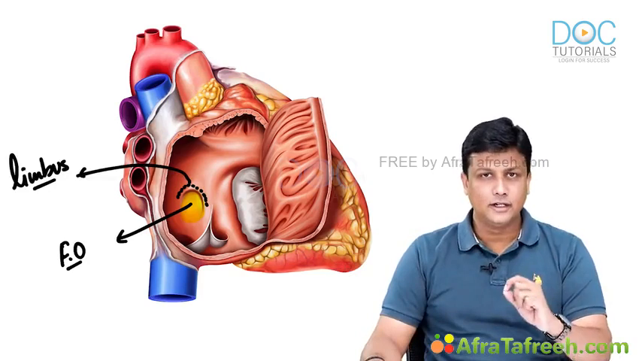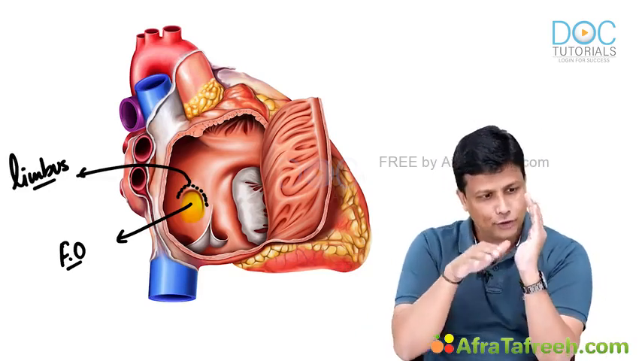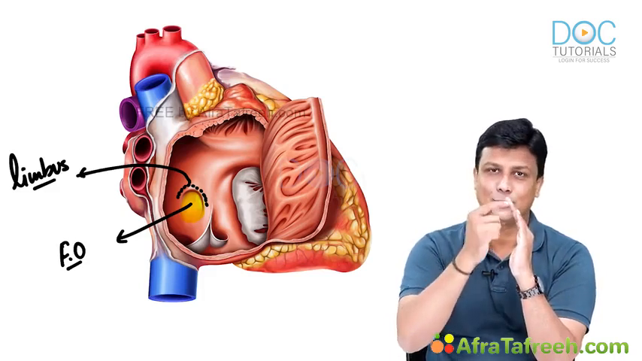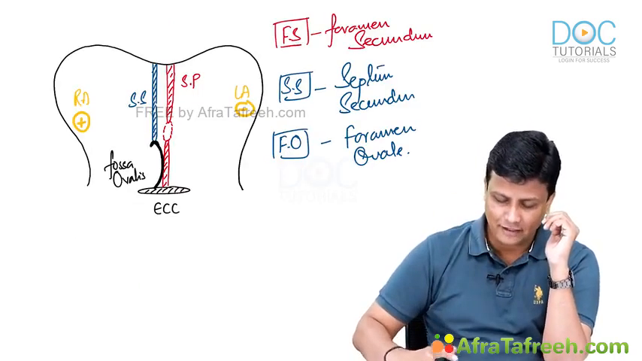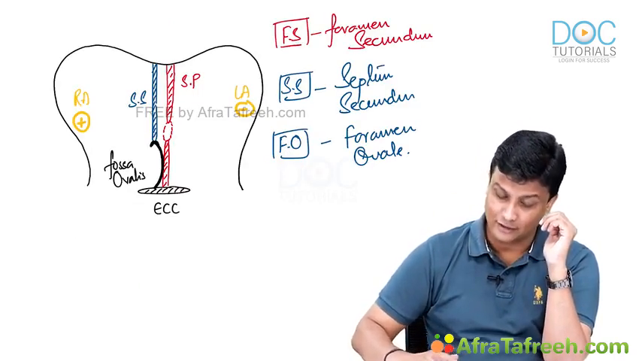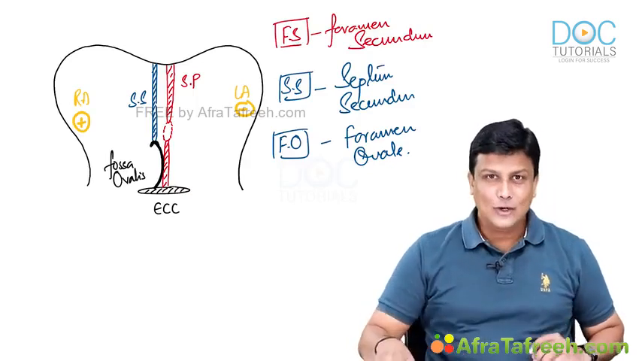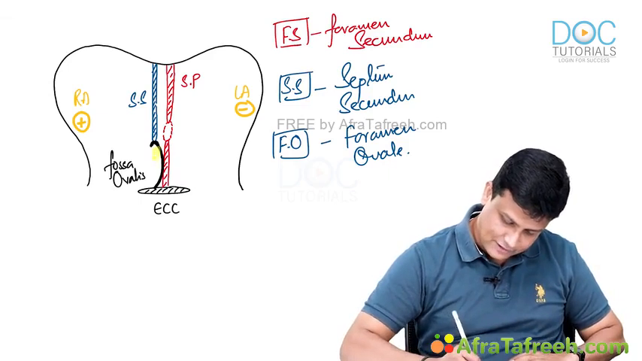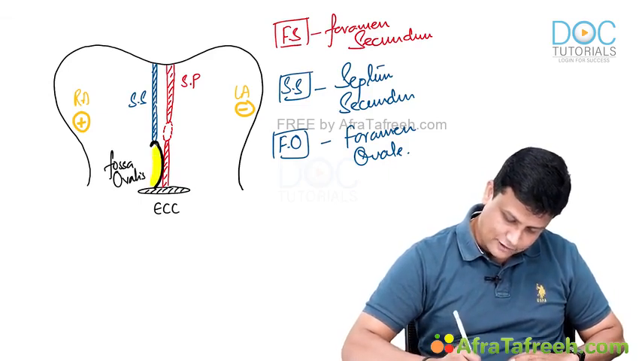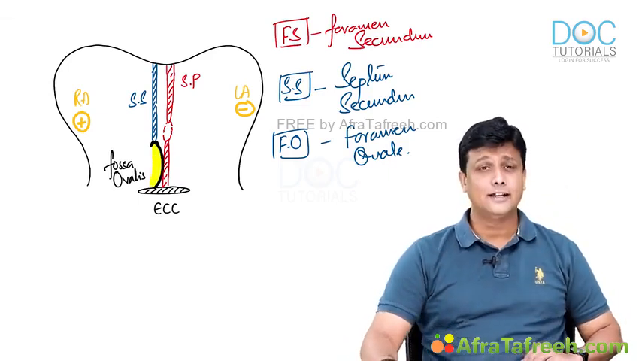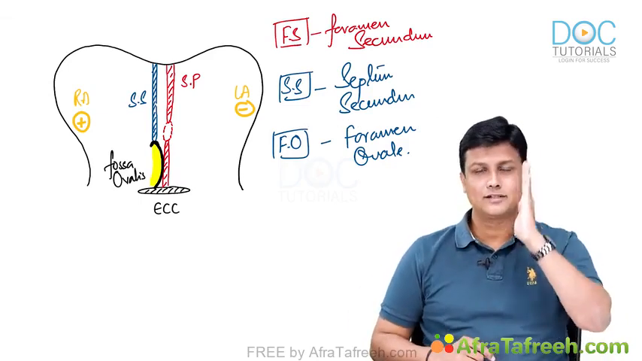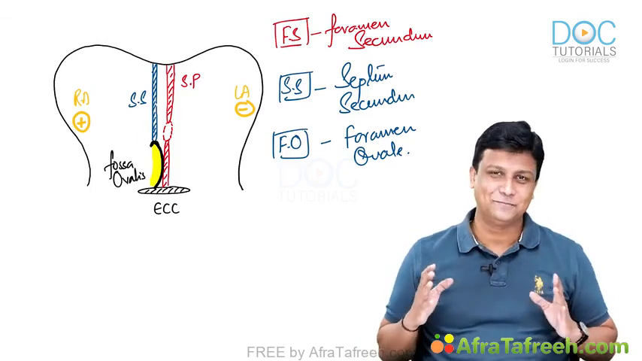Now you've got to learn what is forming the floor of that fossa ovalis, and then what is going to form the margin of that fossa ovalis. And you can learn that very easily with the help of my diagram over here, guys. If you look at the floor of the fossa ovalis, it is formed by this red colored septum there, that is septum primum, whereas the margin above will be formed by that blue colored septum over there, that is septum secundum.